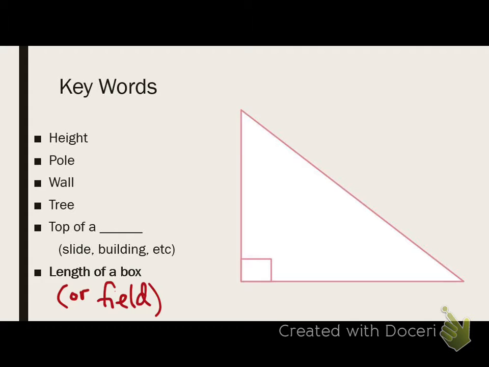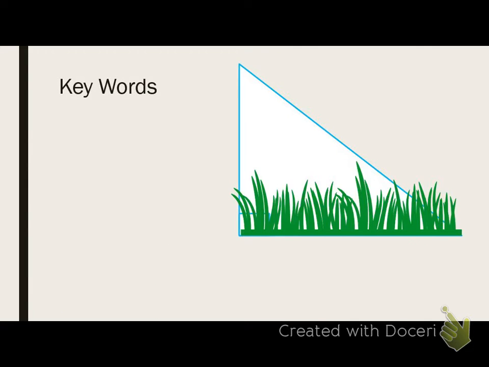We're going to talk about the horizontal side. It's got fewer keywords, but for the most part, it's usually the ground. So the horizontal portion of the right triangle will usually be the ground. It probably won't even mention the ground, but unless something's in the sky, it's always on the ground, right? Slides are on the ground, buildings are on the ground, people are on the ground, hopefully.